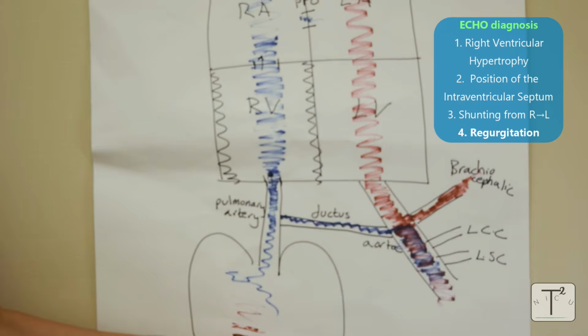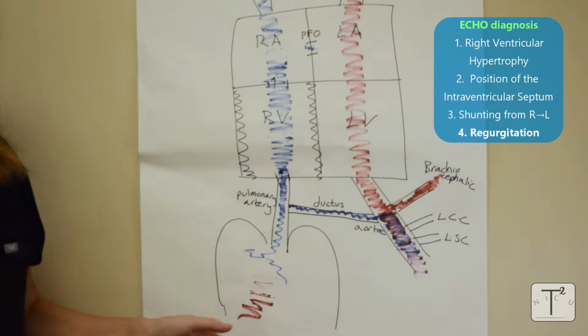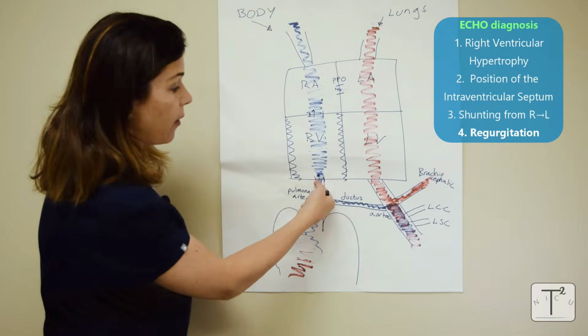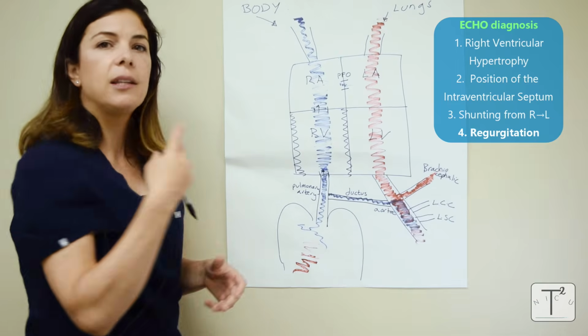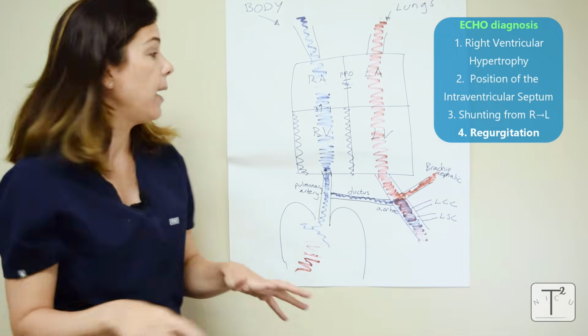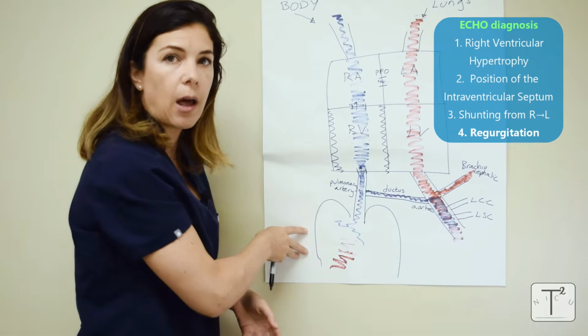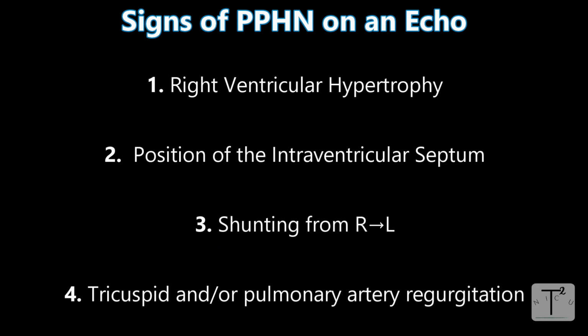That again is going to happen when you have increased pressures in the lungs. The cardiologists are able to look at the speed of that blood going backwards, going the wrong way, and determine through a complicated mathematical formula exactly what the estimated pressures of the lungs are. So just to review quickly, the 4 different clues that you can look for on the echo to diagnose pulmonary hypertension in newborns: 1, hypertrophy of the right ventricular walls; 2, septal flattening; 3, shunting from right to left through the PFO and the ductus; and 4, tricuspid and pulmonary artery regurgitation.